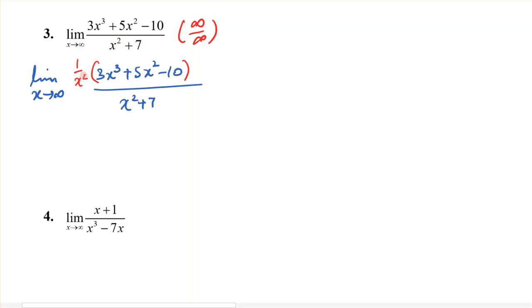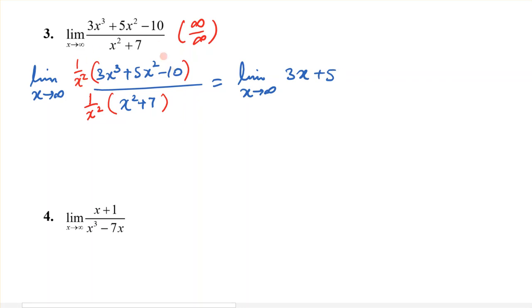So divide by x squared in the denominator, and divide by x squared in the numerator. Which means we are bringing this x squared underneath each term in the numerator. So we get the limit as x approaches infinity. 3x cubed over x squared, we are left with 3x. 5x squared over x squared, we are left with 5.